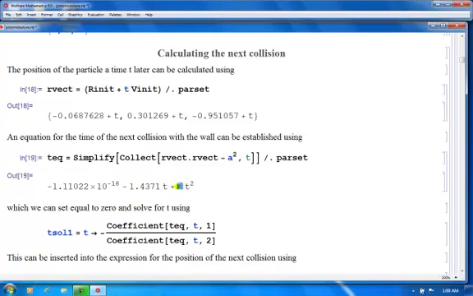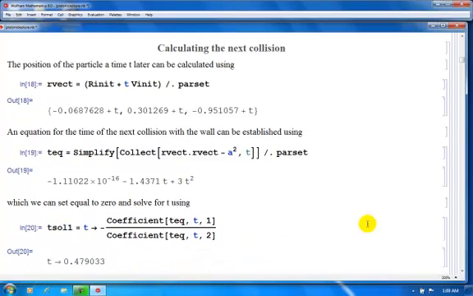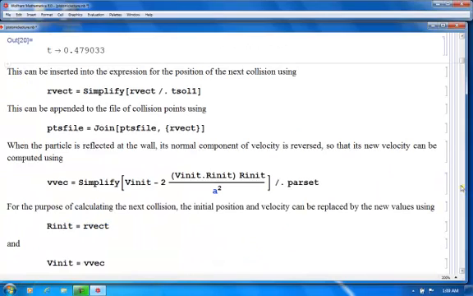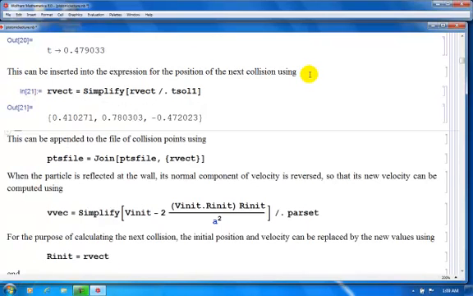divided by this. So let's do that. We take the coefficient of t in this expression and divide it by the coefficient of t squared. And that should assign the value of t at the next collision. And there it is. And now we use that to find the position of the next collision. It gives us that. And then we can append that to the file of collisions using that.